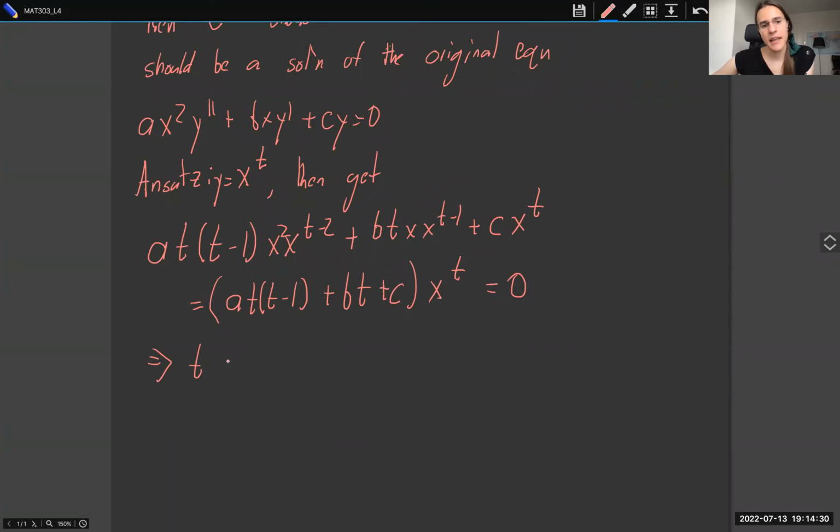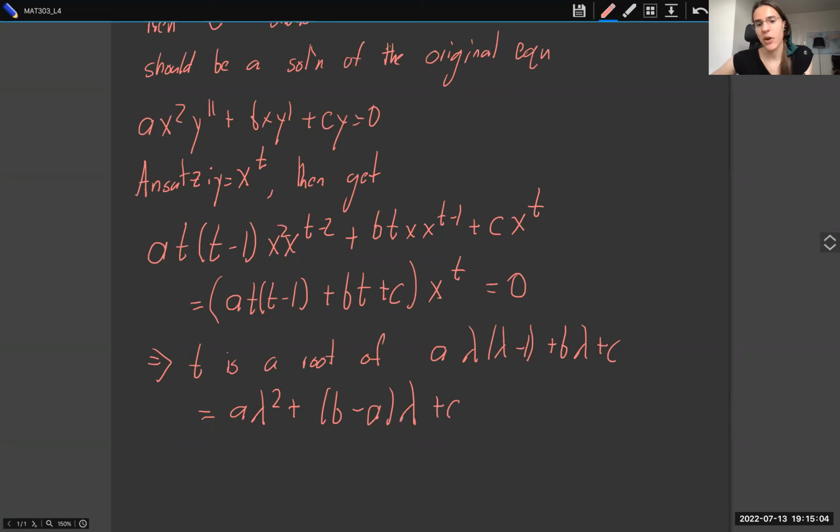t is a root of, let's say, a lambda times lambda minus 1 plus b lambda plus c, and that's equal to a lambda squared. Sorry, this is plus b, there should not be minus, plus b minus a lambda, so a lambda plus c, which is the equation that we got before, right?